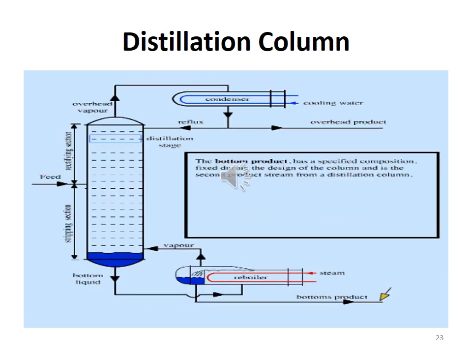After getting the overhead product, the second product, which is known as the bottom product, has a specified composition fixed during the design of the column, and is the second product stream from the distillation column. So the components with a lower volatility will be obtained in the bottom product of the distillation column.